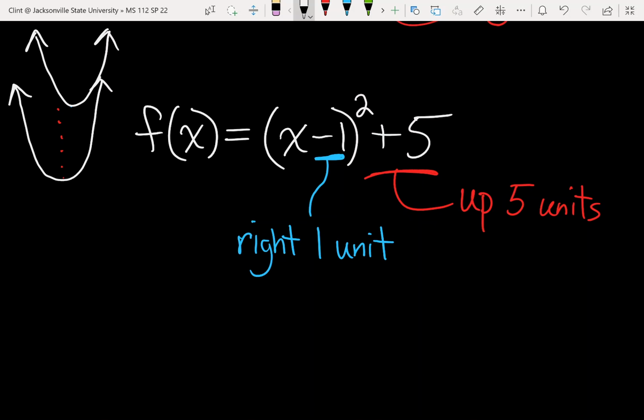Questions on those, vertical or horizontal shifts? Main things to remember, okay, you need to remember which one's which. And then with the horizontal ones, you kind of have to think about it backward, or at least I do, the way my brain works.